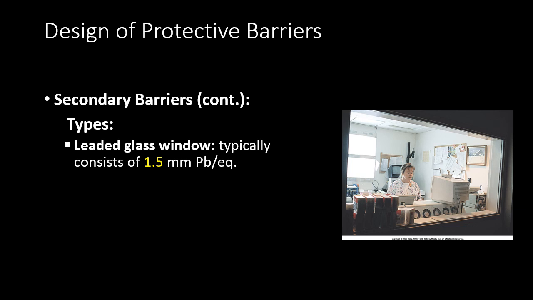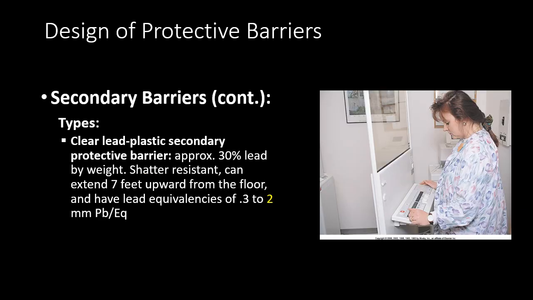Some of the types of secondary barriers include the leaded glass window, which typically consists of 1.5 millimeters lead equivalency. Another is the clear lead plastic secondary protective barrier. It's 30% lead by weight and shatter resistant, can extend 7 feet upward from the floor, and can have lead equivalencies of 0.3 to 2 millimeters.